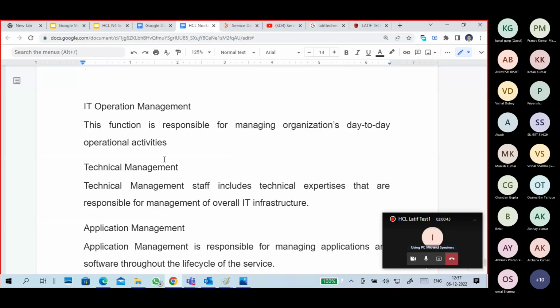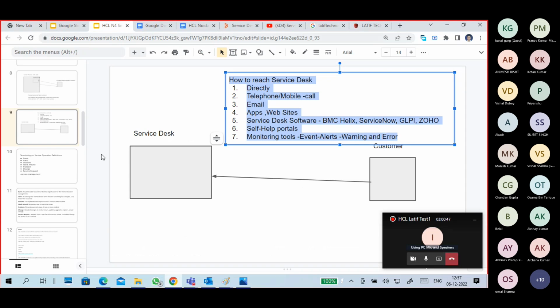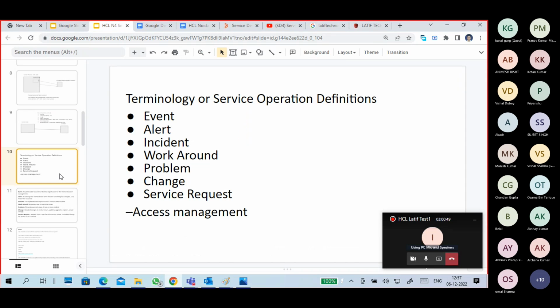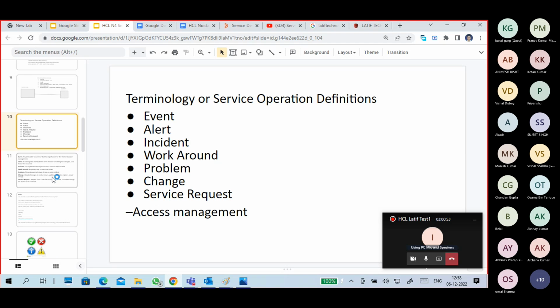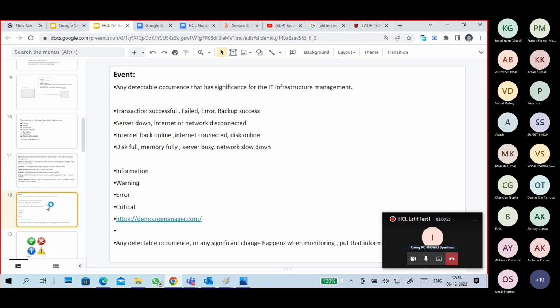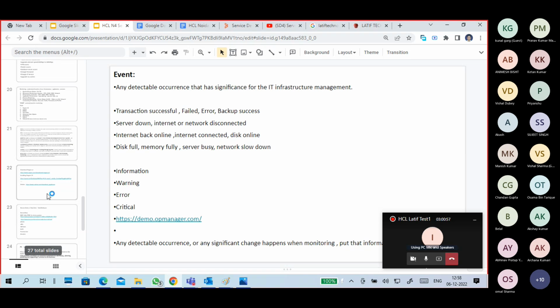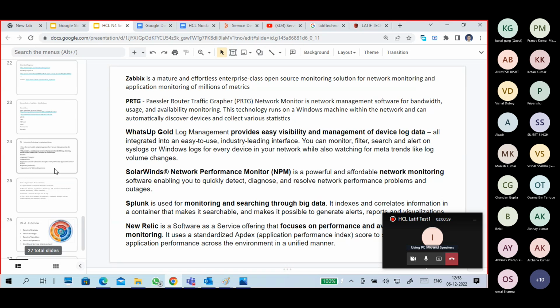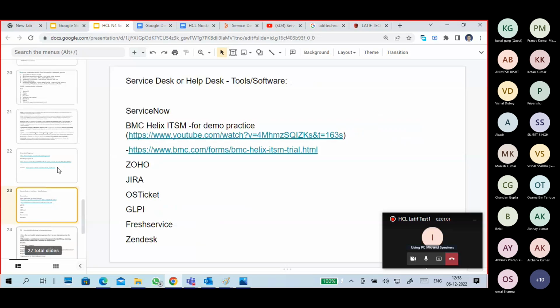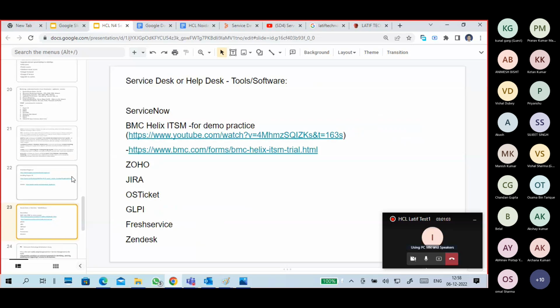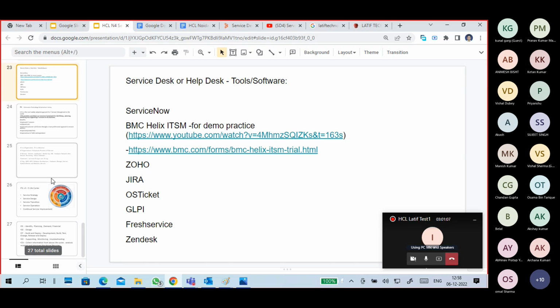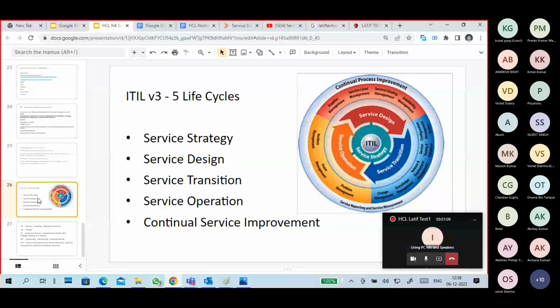Tomorrow we'll discuss event, alert, incident, and workaround, and the basic points in monitoring first, then event and alert. I will show you some monitoring tools also, and we'll discuss incident and problem and their differences tomorrow. That's it for today, guys.